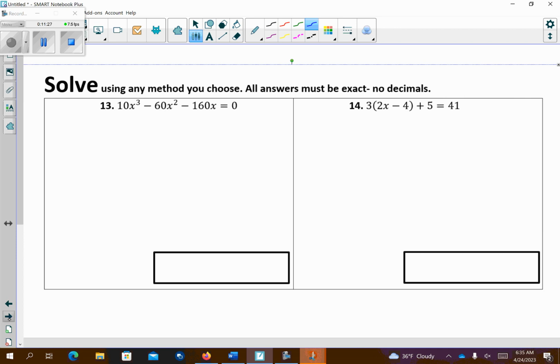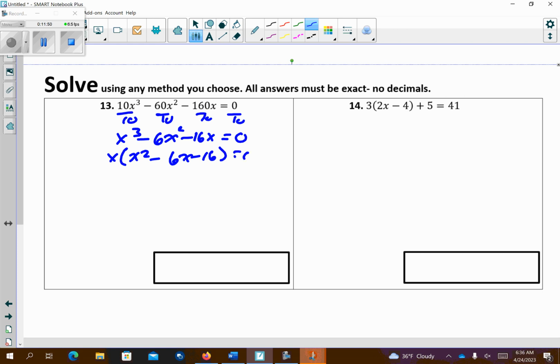Okay, it looks like on this one, I'm going to divide everything first by 10. And that's going to give me x to the third minus 6x minus 16x squared, equals 0. I can factor an x out of all 3 of the terms. So this is going to have 3 answers again. So remember, my first answer is going to be x equals 0. That took care of that.